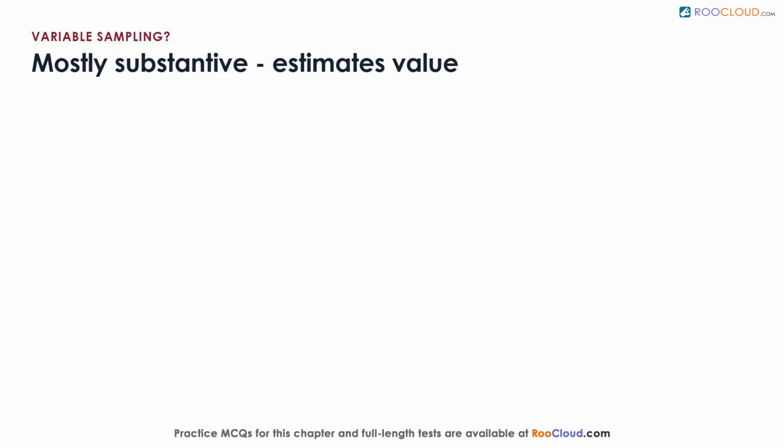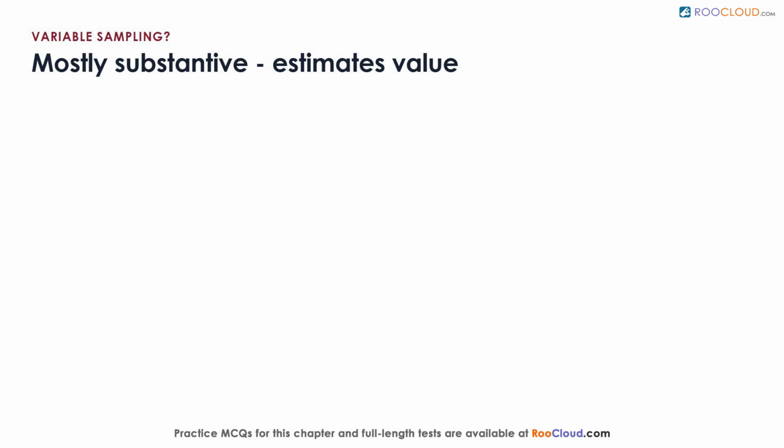What is variable sampling? It's used mostly in substantive testing. It estimates a monetary value or another measurable amount. It deals with characteristics that vary, like dollar values. It tells you about deviations from the norm.